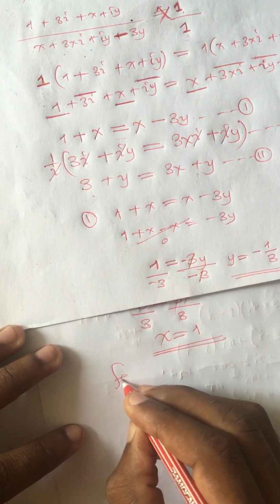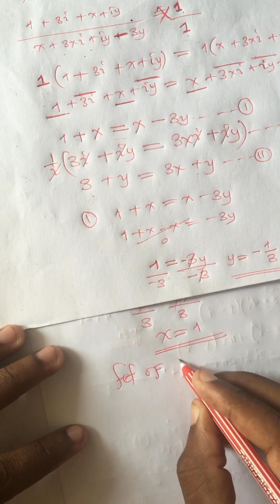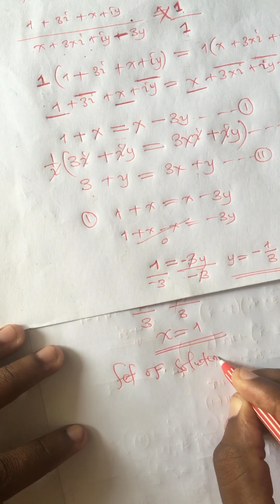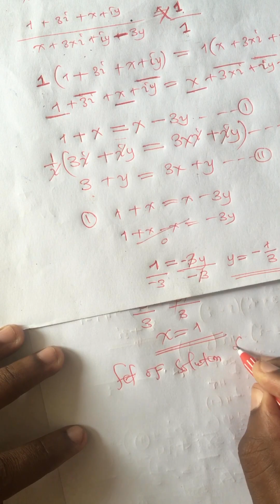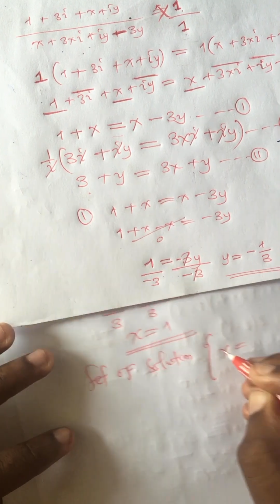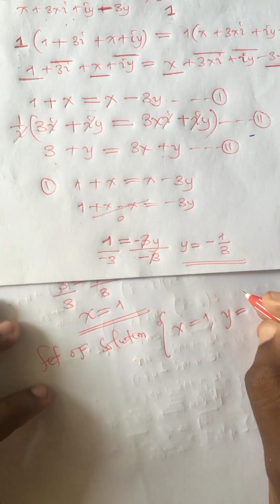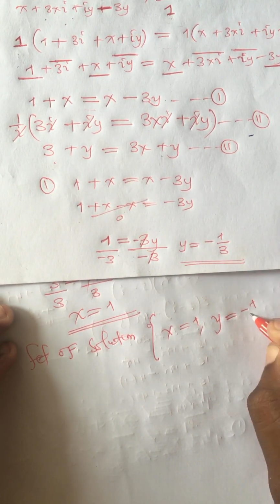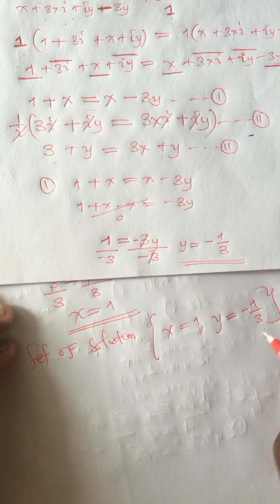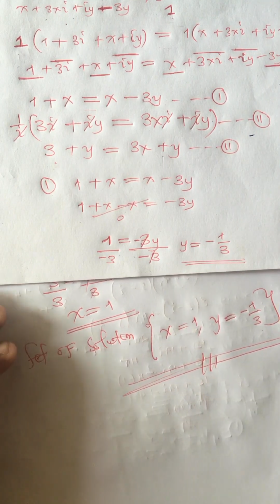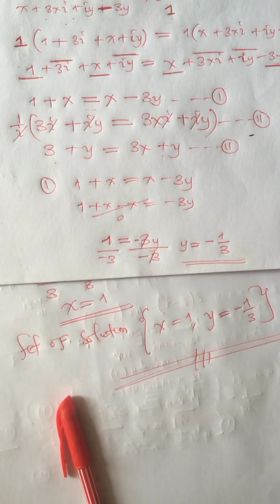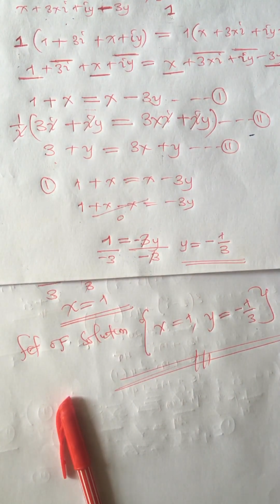Then the set of solutions will be x is 1, then y is negative 1 over 3, like that. Then you're home and dry. Yeah, so that's the concept behind it, for this question.